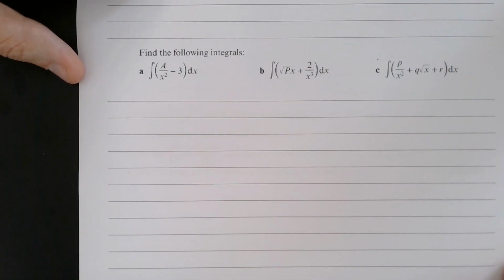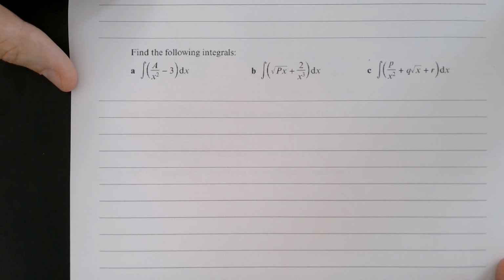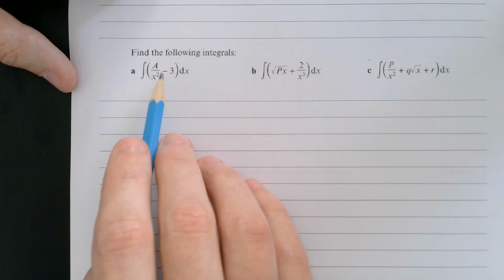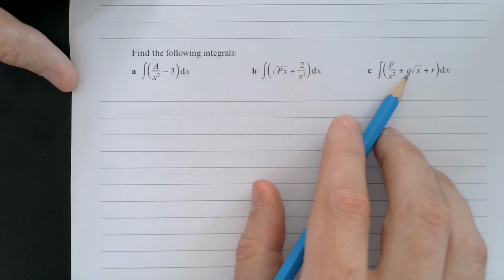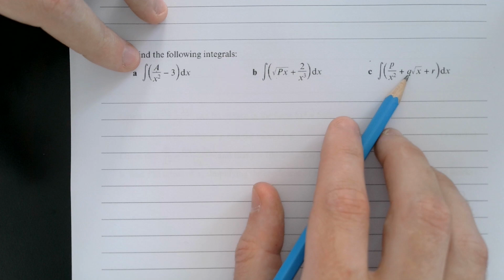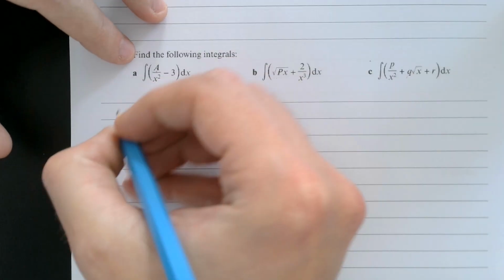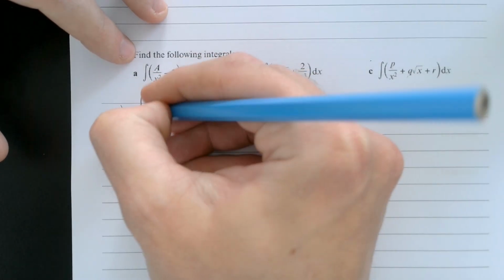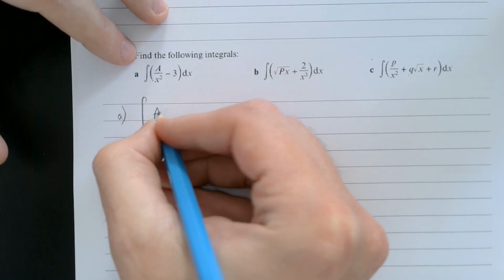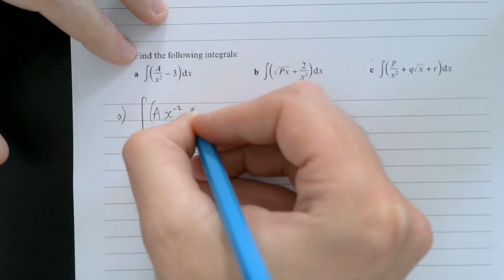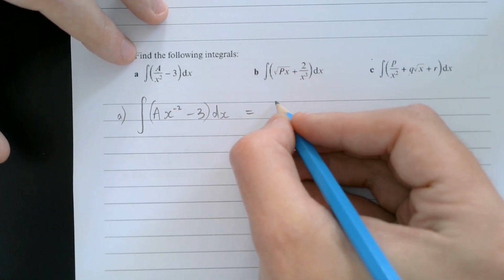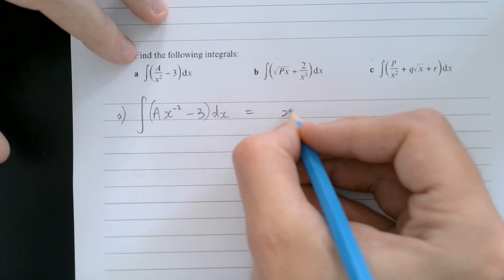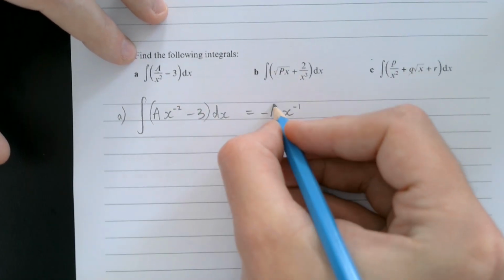These ones, nothing really is different, except they've got some random letters instead of numbers. Now, you don't do anything different with those as you would a normal number. So, for example, a, first thing you want to do, write it in index form. So a x to the minus 2 minus 3. Then do your integration. So increase the power by 1 to the minus 1, divide by that.